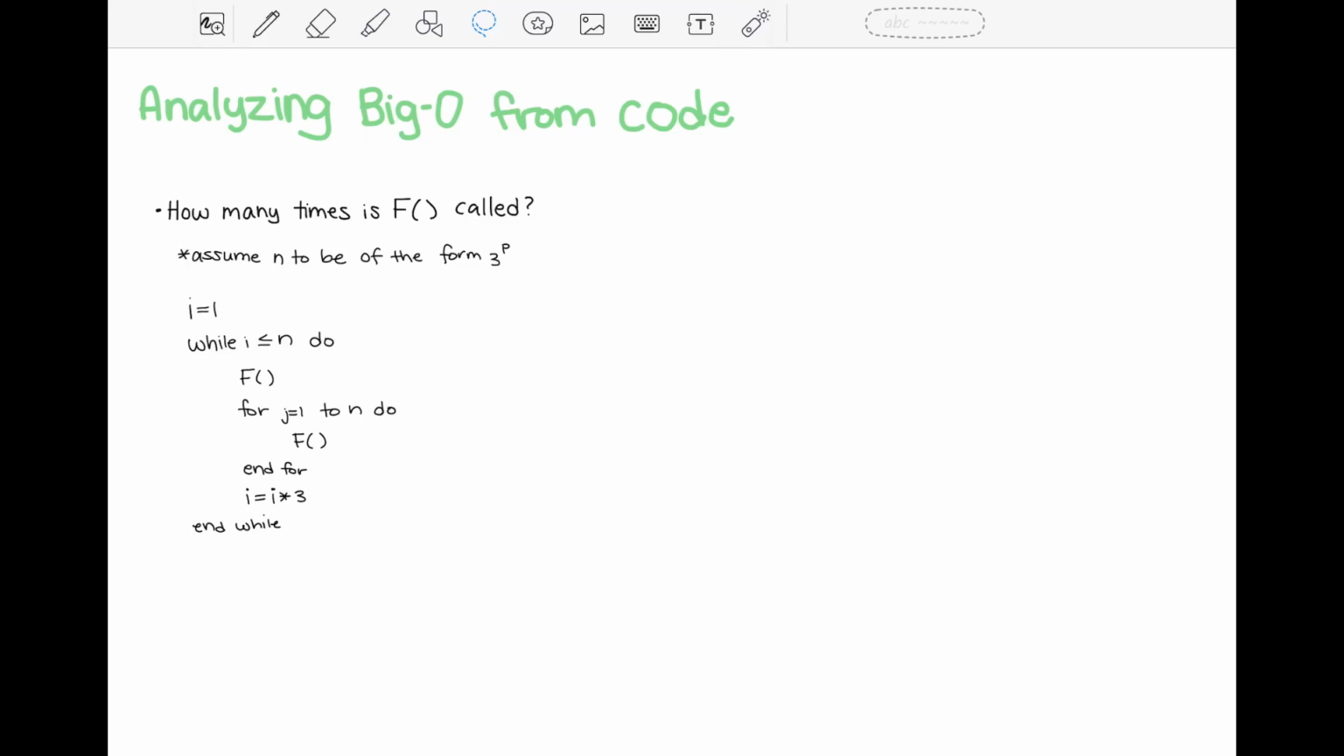So one type of problem you'll see asked is to analyze the runtime from some pseudocode. So I have an example here, and they want us to find how many times the function f is called. And so I'm just going to highlight that in our code just so we can keep track of things.